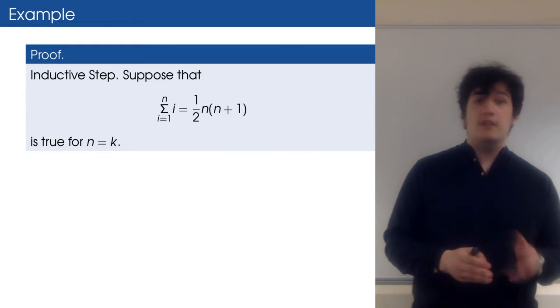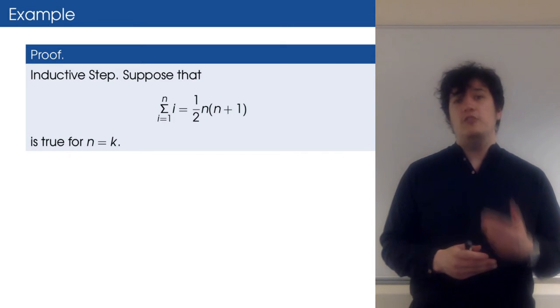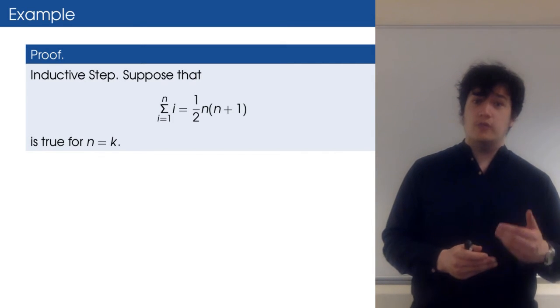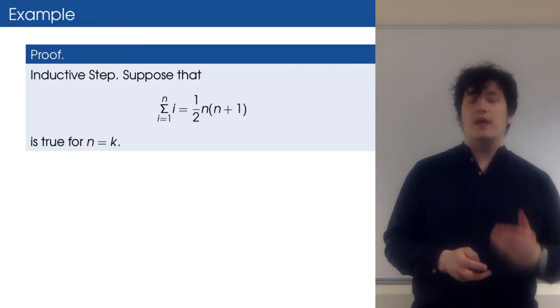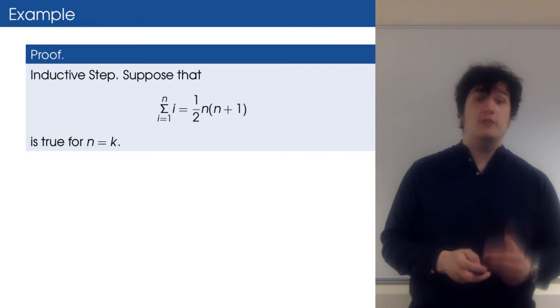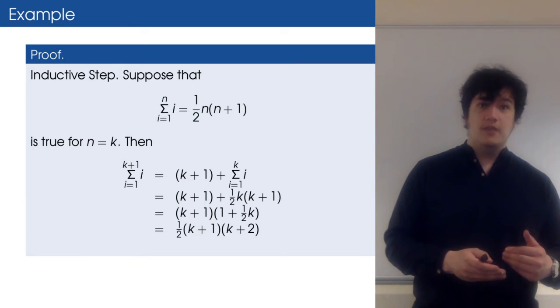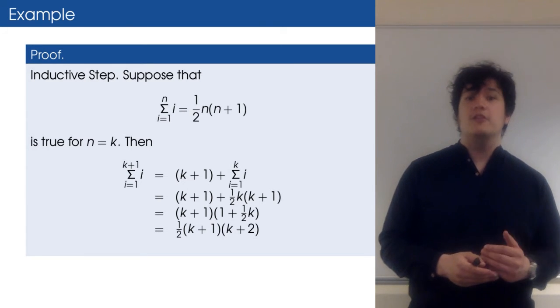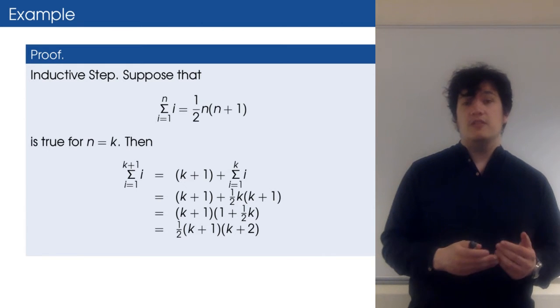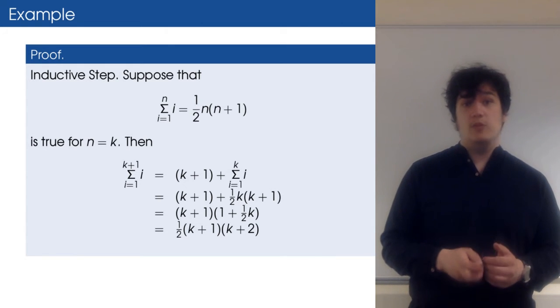Now let's go on to the inductive step. So we assume that the statement is true for some arbitrary natural number k. So we're assuming that that sum is true for n equals k, and now we want to deduce that the sum is true for k plus 1. So here we've got some numerical manipulation which deduces the conclusion for k plus 1.